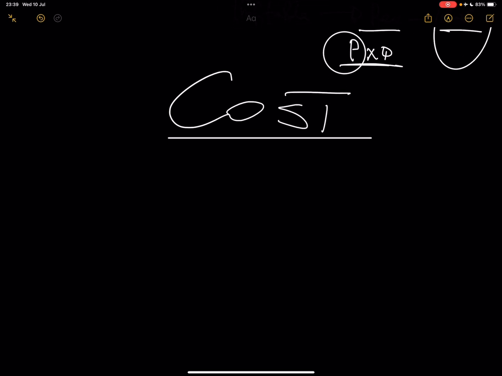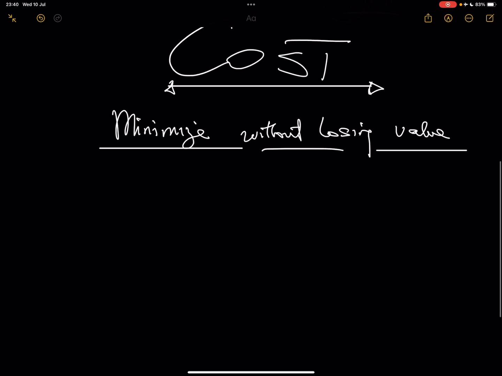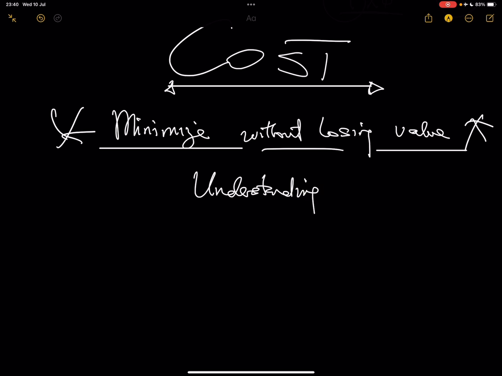Now, if we're talking about cost, what is the ambition about cost? The ambition about cost is to minimize it as much as possible, to minimize without losing value. So that is what a management accountant wants to do. But can it do this without understanding the cost? It is not possible. So that is why I'm going to start this particular video with understanding of cost, because that is the first thing you need to understand as a management accountant. After this paper, you should be able to work as a management accountant. So you need to understand what cost is all about.